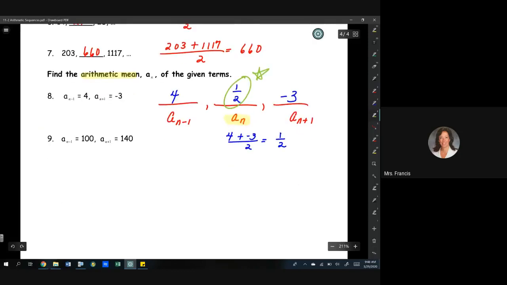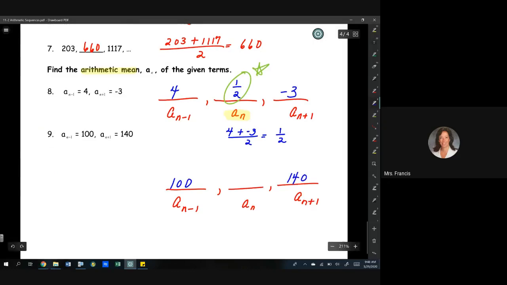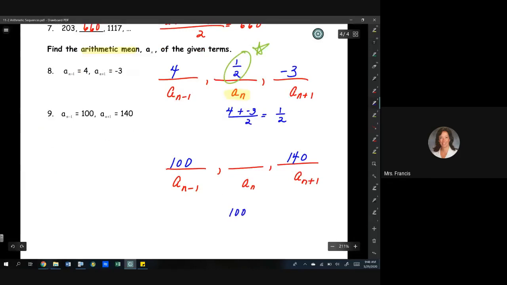For number 9, same thing. Let's just write this out nice and neat. We have a sub n, we have the value after a sub n, and we have the value before a sub n. Let's fill in what is given. A sub n minus 1 is 100. A sub n plus 1 is 140. To find the arithmetic mean, we're going to add those two numbers together and divide by 2.